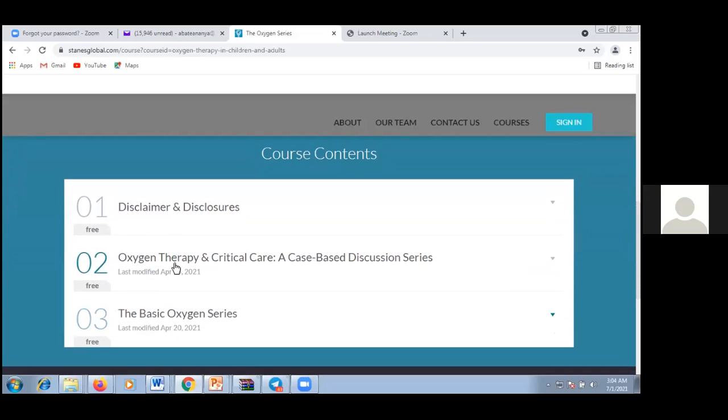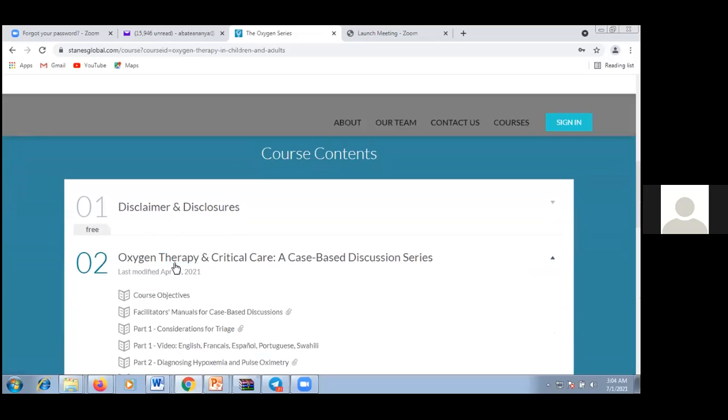Through the Learning Resource Center, we will be going to diagnosing hypoxemia and pulse oximetry.